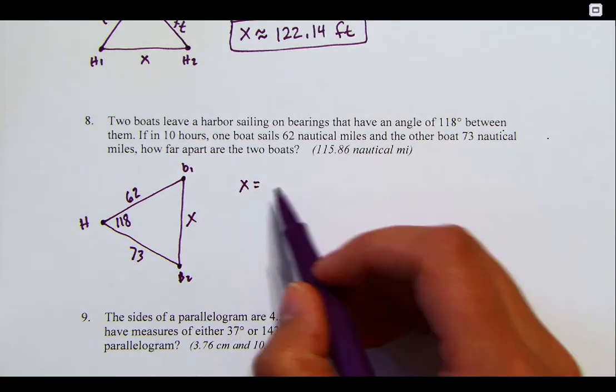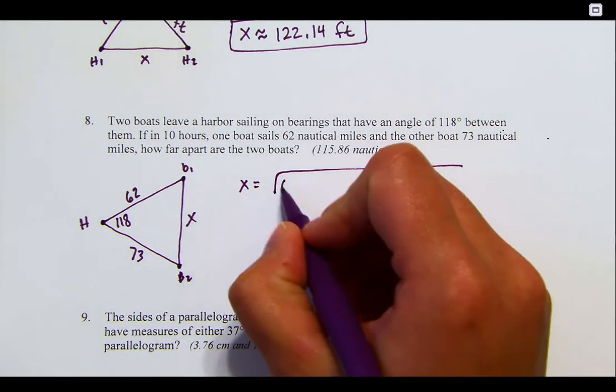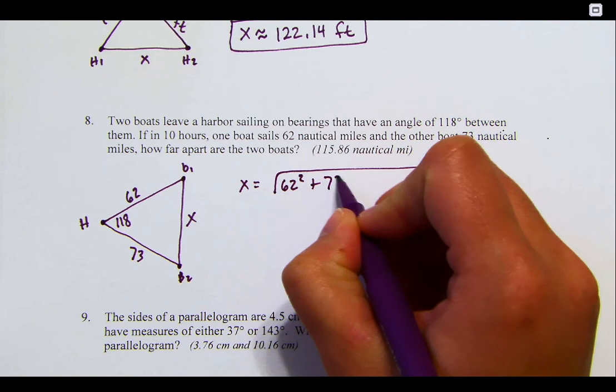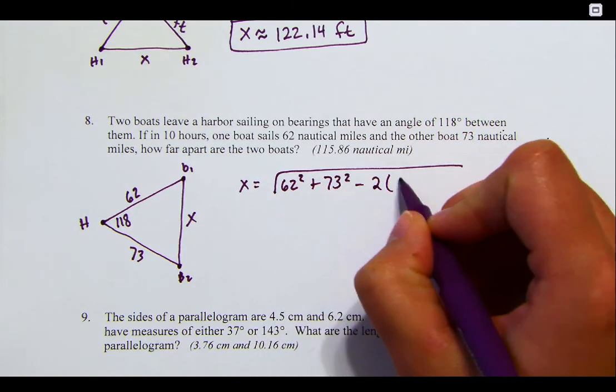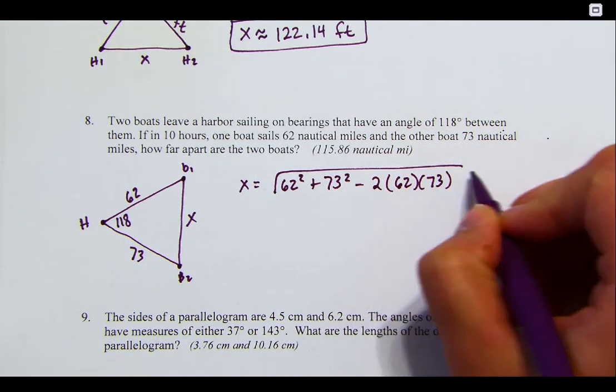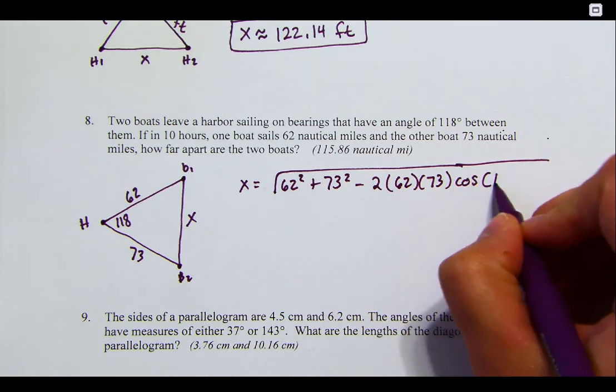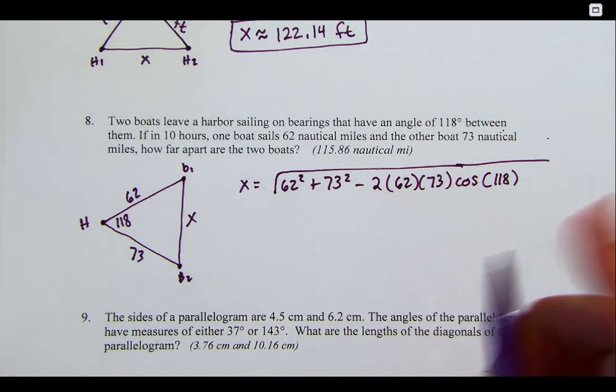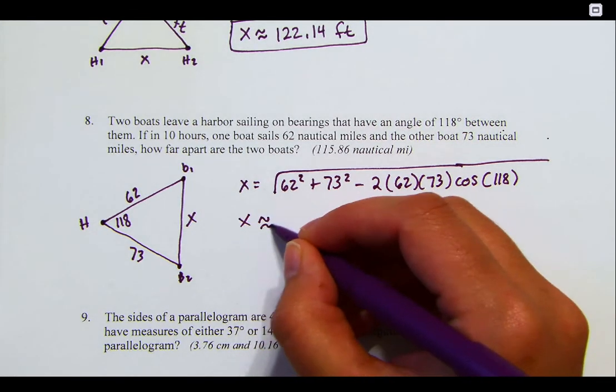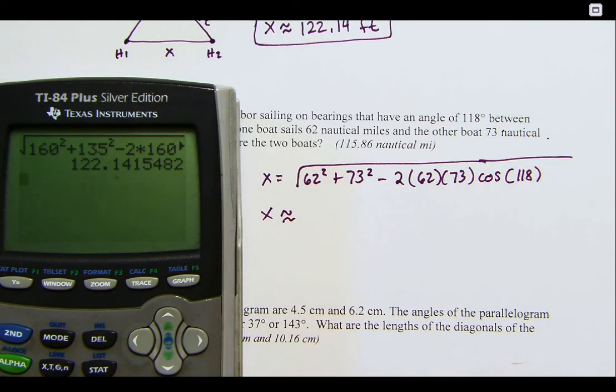So I'm going to go right into the square root part. So we'll have 62 squared plus 73 squared minus 2 times 62 times 73, and then the cosine of 118. And again, I'm just going to type all of that in exactly how it looks. So square root, 62 squared plus 73 squared, and the order that you put those in doesn't matter. Minus 2 times 62 times 73 times the cosine of 118.